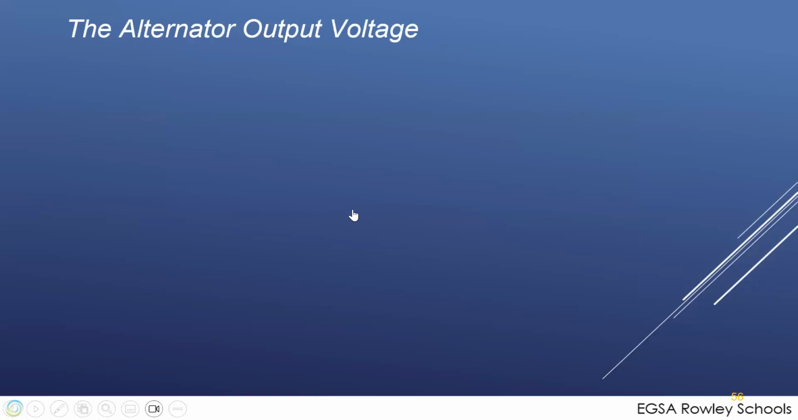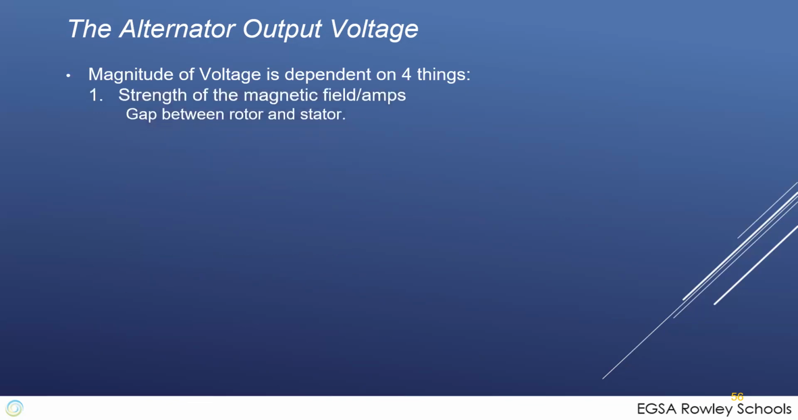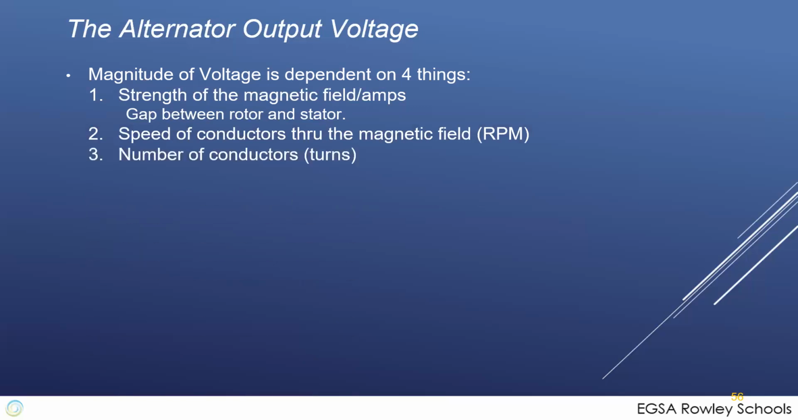Okay. Now let's talk a little bit about alternator output voltage, which is dependent upon four things. The first is the strength of the magnetic field. The strength of the magnetic field as it's exposed to the conductors is dependent upon the gap as well as the current flow. A current through a conductor produces a magnetic field. Get that as close as you can to the other conductor to generate this voltage. The second is the speed of the conductors through the magnetic field, how fast you're spinning the machine. The third is the number of conductors.